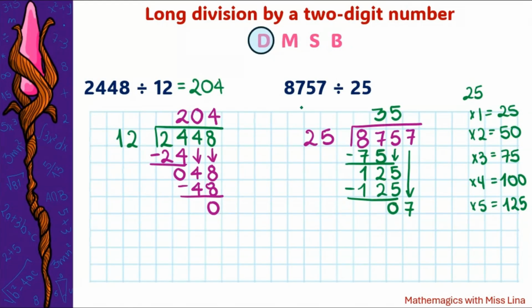Then we go back to do the division. But then the 7 is too small. We cannot fit 25 inside the 7. So 7 divided by 25, it would be 0. And that 7 there is going to be the remainder. So finally, we put the answer 350 with a remainder of 7.